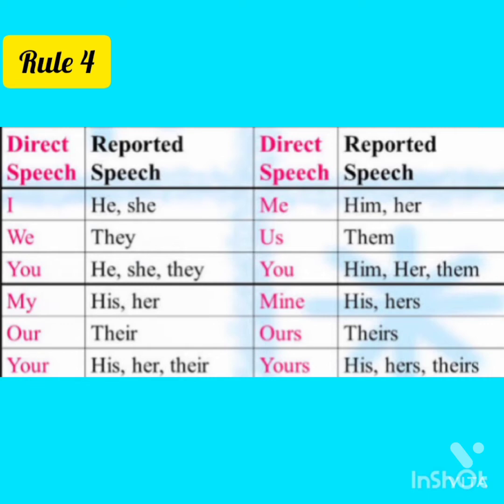I will change into he or she, we into they, you into he, she, they. My will change into his or her, our into their, your into his, her, and their. And me will change into him or her, us will change into them, you will change into him, her, and them, and mine will change into his or hers, ours will change into theirs, yours will change into his, hers, and theirs. So see, this is the way the pronouns will change.